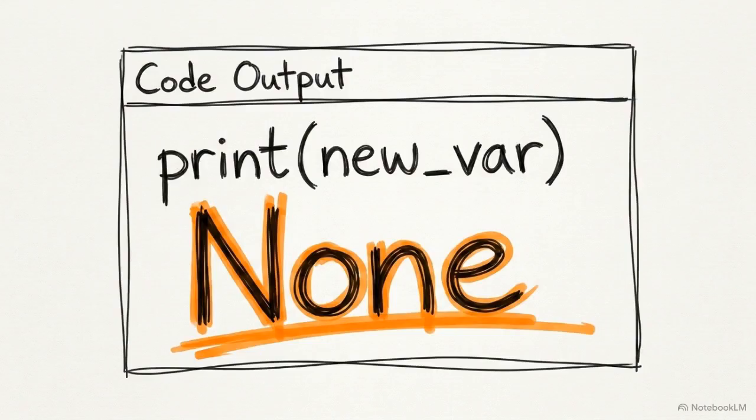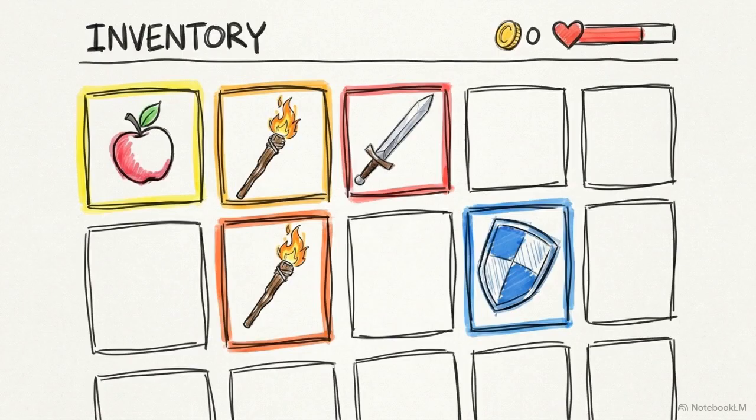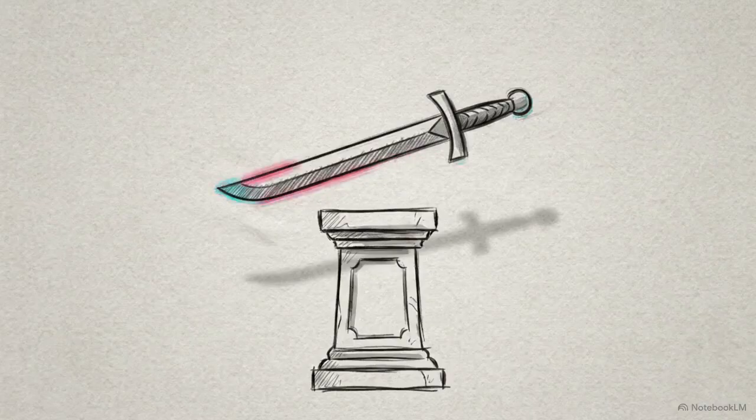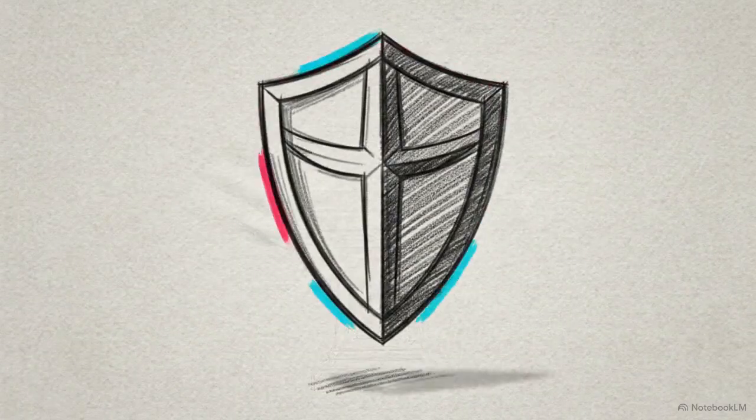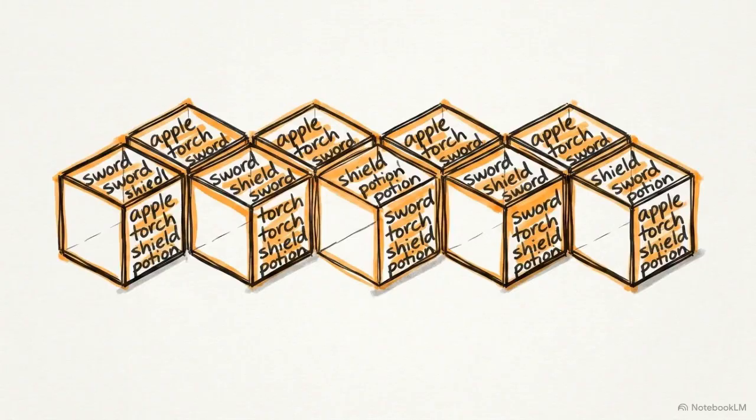Because list methods modify the original object in place, they return a None value. If you mistakenly try to assign the result of .append to a brand new variable, your new variable will hold nothing. This mutability is what makes lists work for live data. A character inventory or a digital catalog stays current because Python can update the list in place as the user interacts with the application.